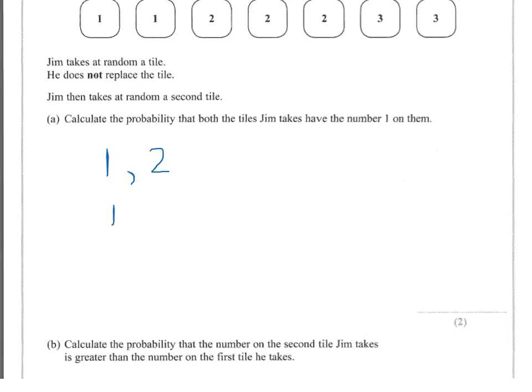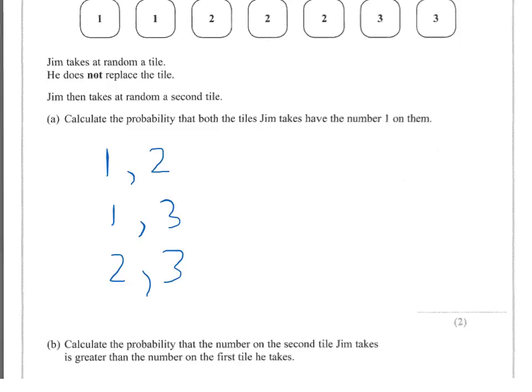Or we could choose a 1 on the first and have a 3 on the second, because 3 is obviously bigger than 1. If we chose a 2 on the first tile, then we could choose a 3 on the second, and that will satisfy the condition. But if we choose a 3, there's no tile larger than a 3, so there's no more that we can do. So we now have to work out the individual probabilities of these combinations.